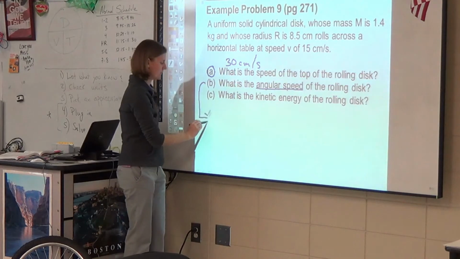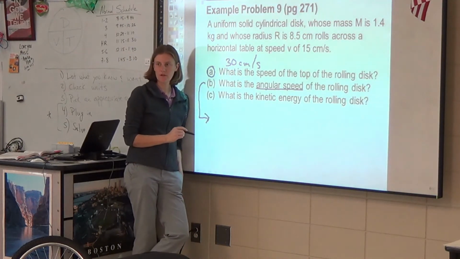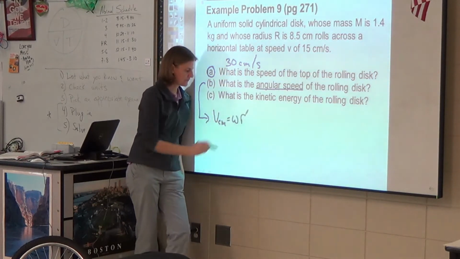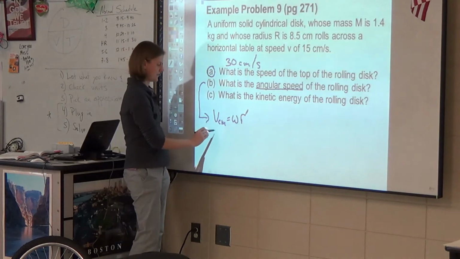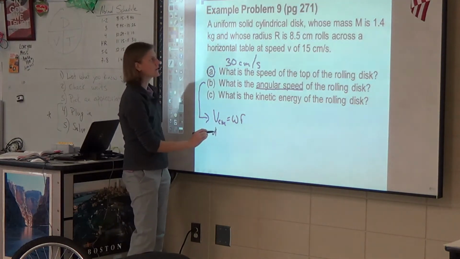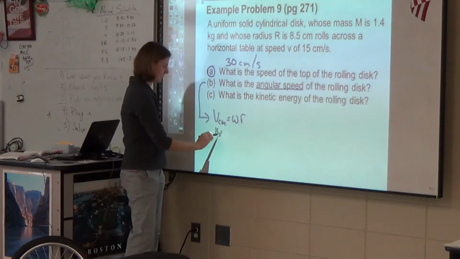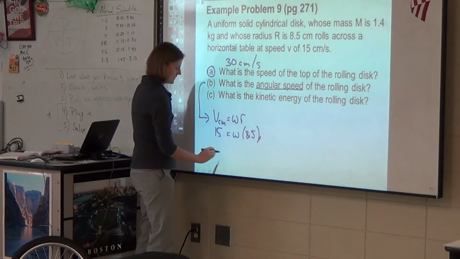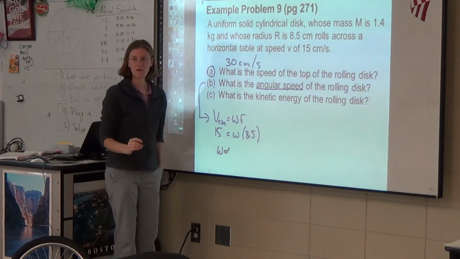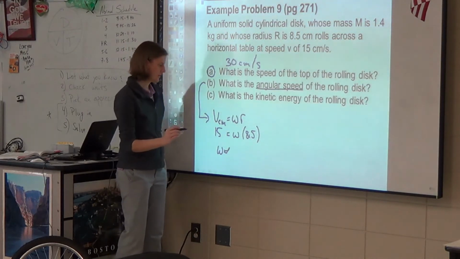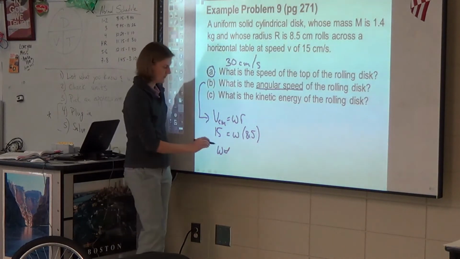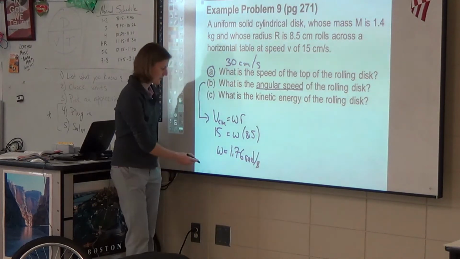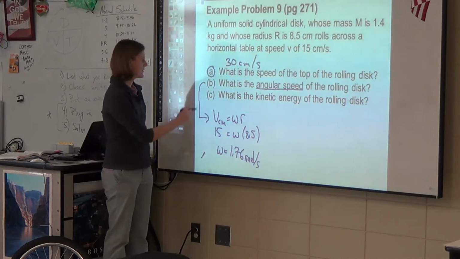What is the angular speed of the rolling disk? How did we tie in angular speed? What's the equation? The center of mass velocity and angular speed. Very good. So this was 15, they're both in centimeters, that's fine. 15 equals omega times 8.5. Close, 1.76, and that would be radians per second.